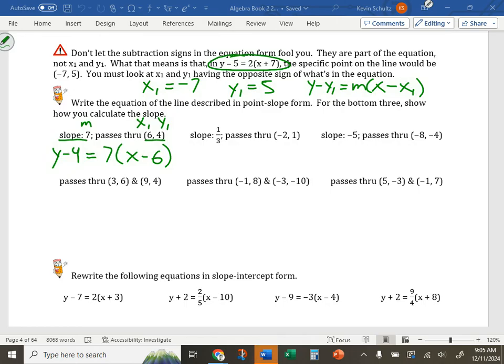Note, these values are both positive, positive 6 and positive 4. In the equation, they become negative. Why? Because the form has subtraction signs in it. So it would not be y plus 4, because if you subtract y1, and y1 is 4, it's y minus 4. This negative sign is part of the formula, so it's got to be there.